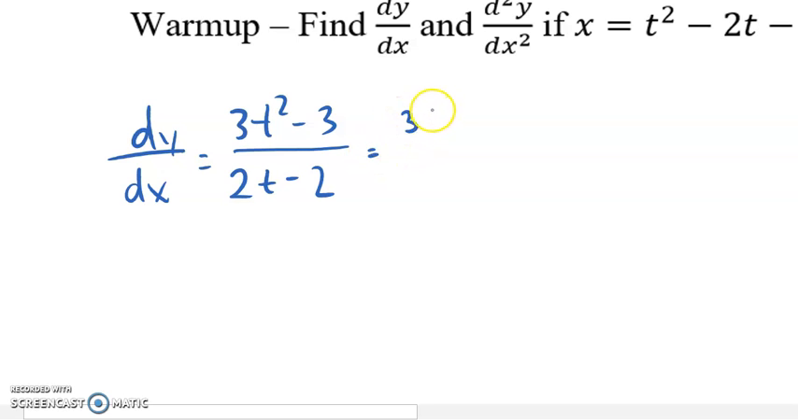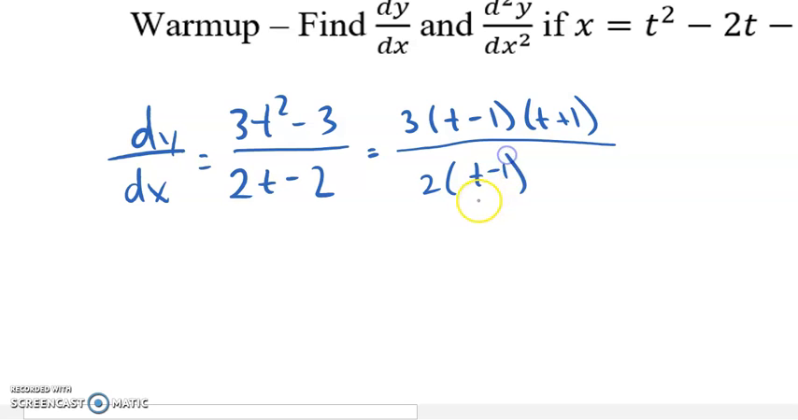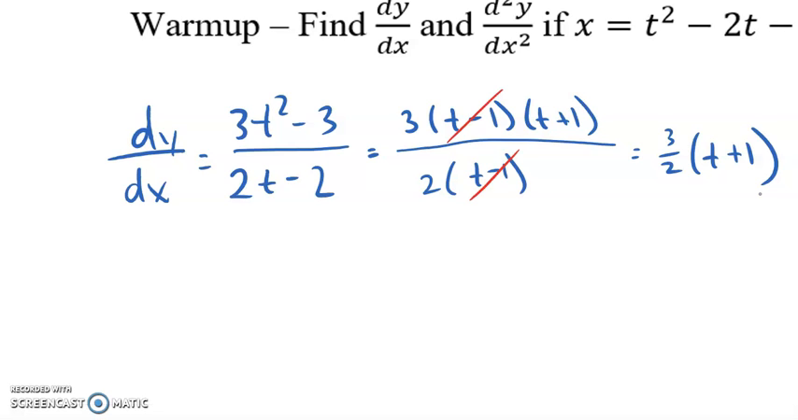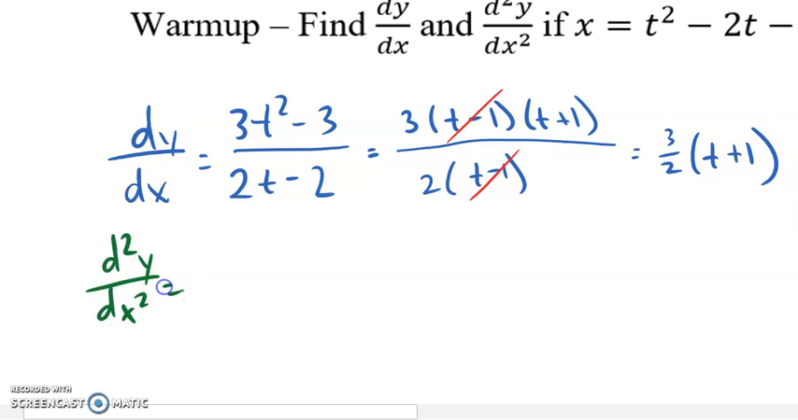We can factor out a 3, and then it's a difference of squares, and we get that, which in and of itself is not simpler, but then if we factor out the denominator as well, we'll see, this is nice, because then we have, instead of a rational expression, a simple linear expression. So there's our first derivative, 3/2 times t plus 1. And that's kind of nice because then when we take our second derivative, we don't have to worry about the quotient rule. Good news.